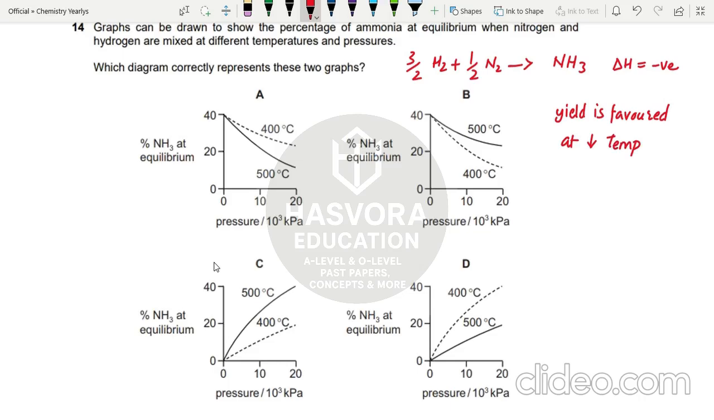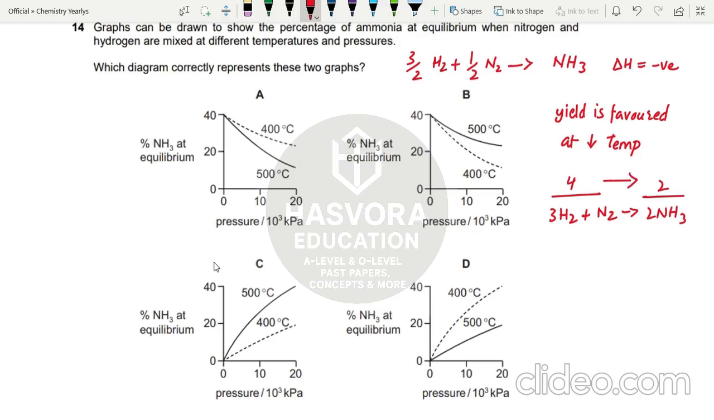You also know that if we just simplify this reaction, no need to deal with the fractions, just multiply it by 2, so it will become 3H2 plus N2 giving 2NH3. You can see that we have 4 moles here and 2 moles here. If we increase the pressure, it moves forward. So increasing the pressure increases the yield.